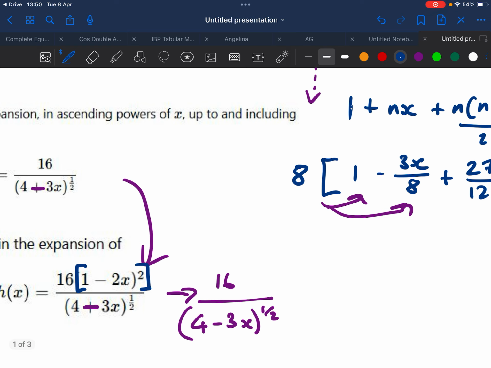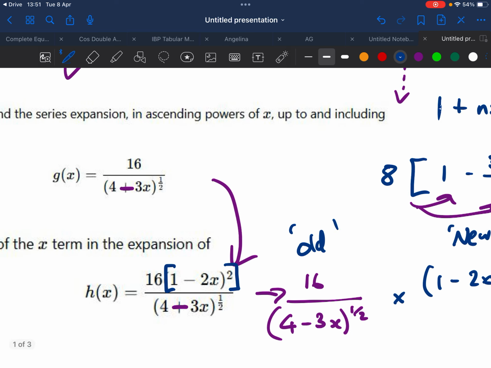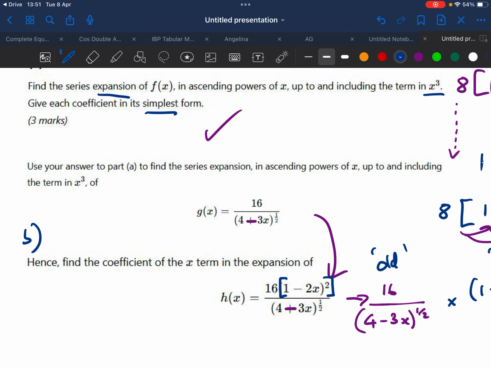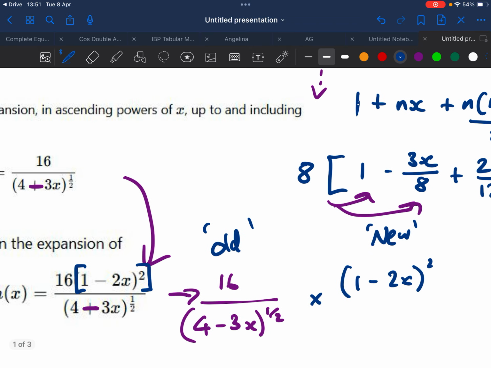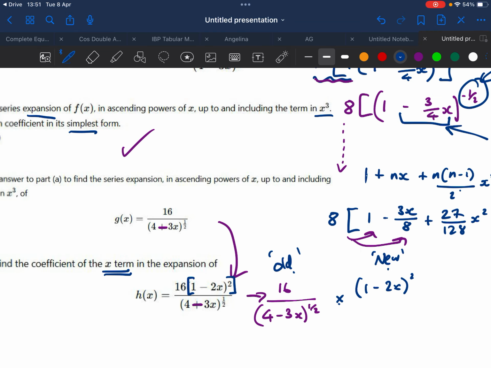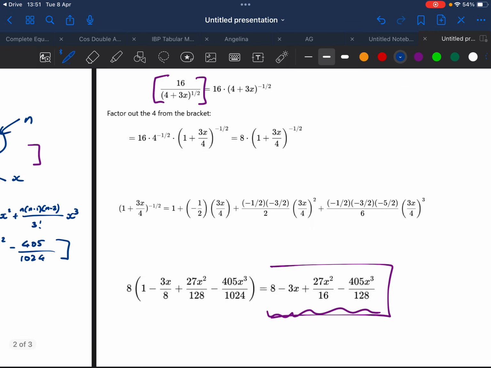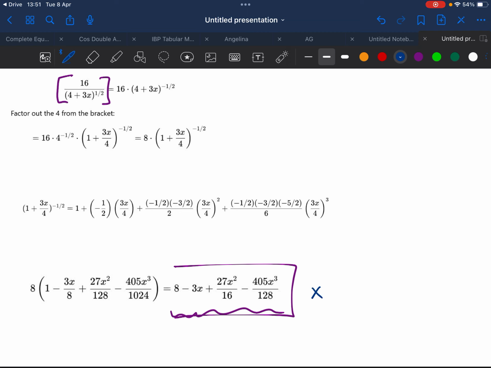So this is our old part of the question, our part A. And then we're going to multiply by 1 minus 2x squared. So this is the new part of the question. And the goal is to find the coefficient of the x term that comes from this old and this new situation. So I'm going to go back onto the next slide again, and I want us to think about what's going to happen when we multiply by 1 minus 2x squared here.